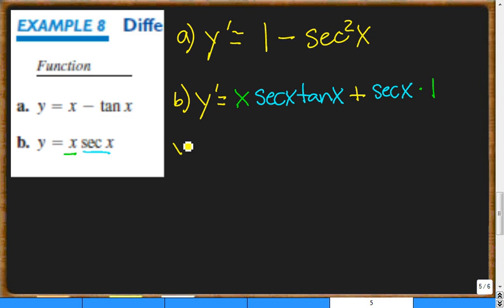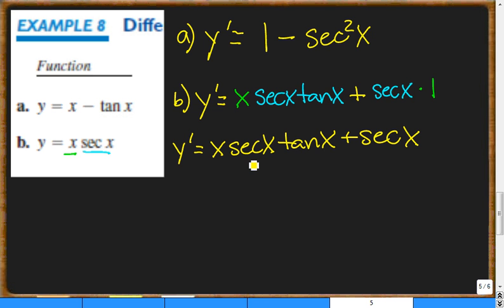So we're left with y prime equaling x secant x tangent x plus secant x, which in this case, we could leave it this way or factor. You could write it as secant x times x tangent x plus 1. If that makes it easier for you, then that's fine. Both of those could work just fine. I mean, you end up with 2 terms at minimum anyway.